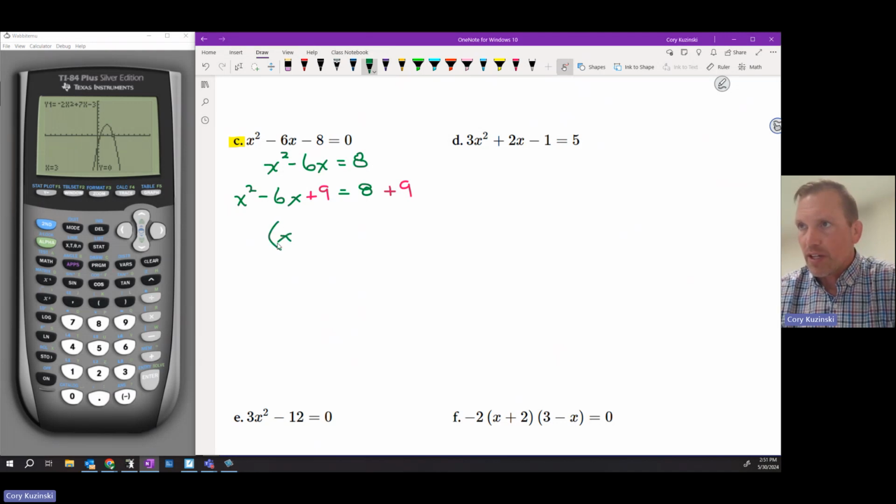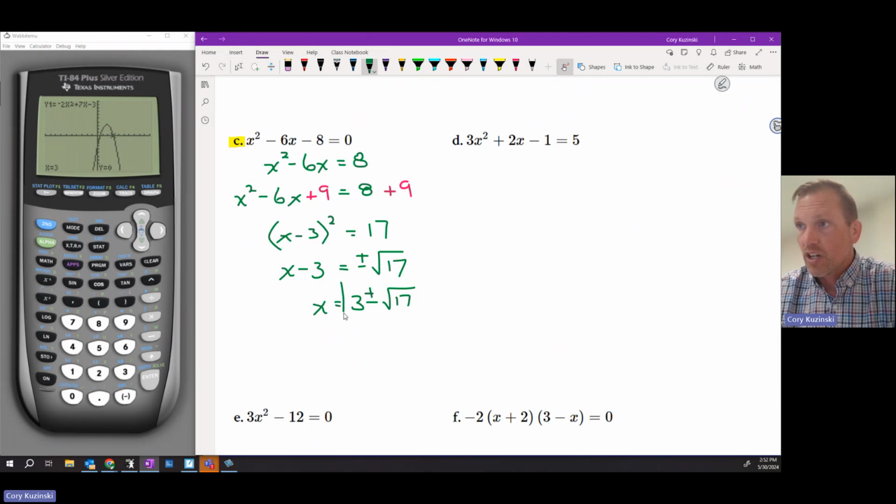We did that so we could write this left side as (x minus 3) squared. It gives us 17 on the right. Take the square root of both sides, plus or minus the square root of 17. Add 3 to both sides: 3 plus or minus the square root of 17.